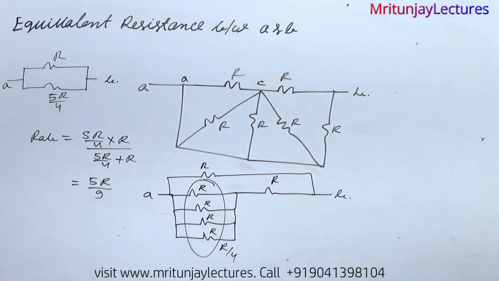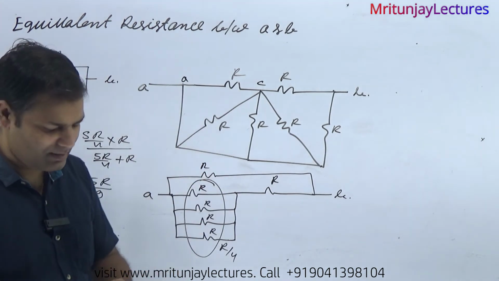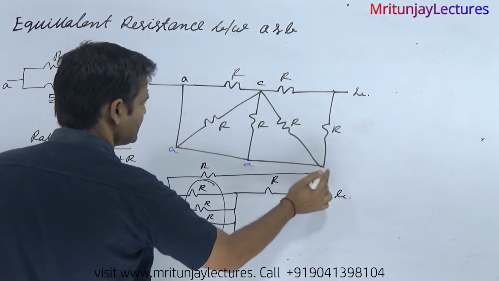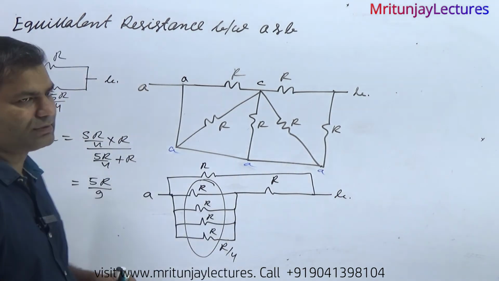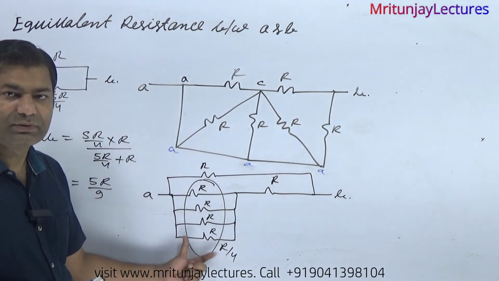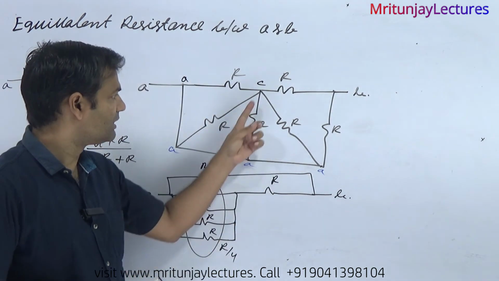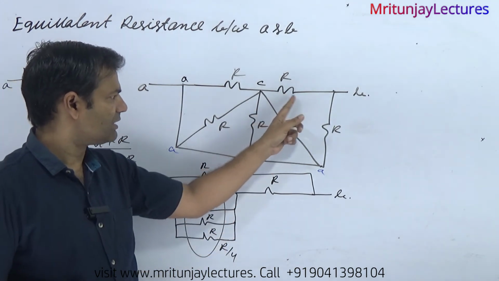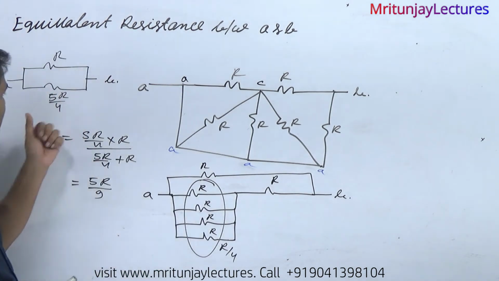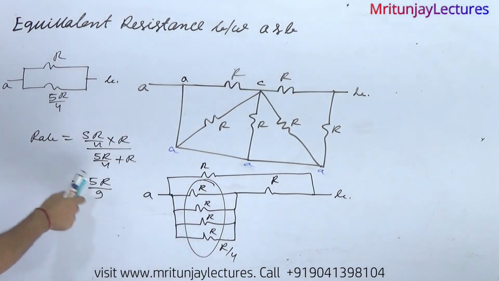Make it very clear, very simple. First of all, check which one is series and which one is parallel. This point, this point, this point are at the same potential. After that, redraw the circuit like this one. This R, R, R, R are parallel, so R by 4, and the combination of this one is in series, so that is 5R by 4, and this R corresponds to here, so we got 5R by 9.